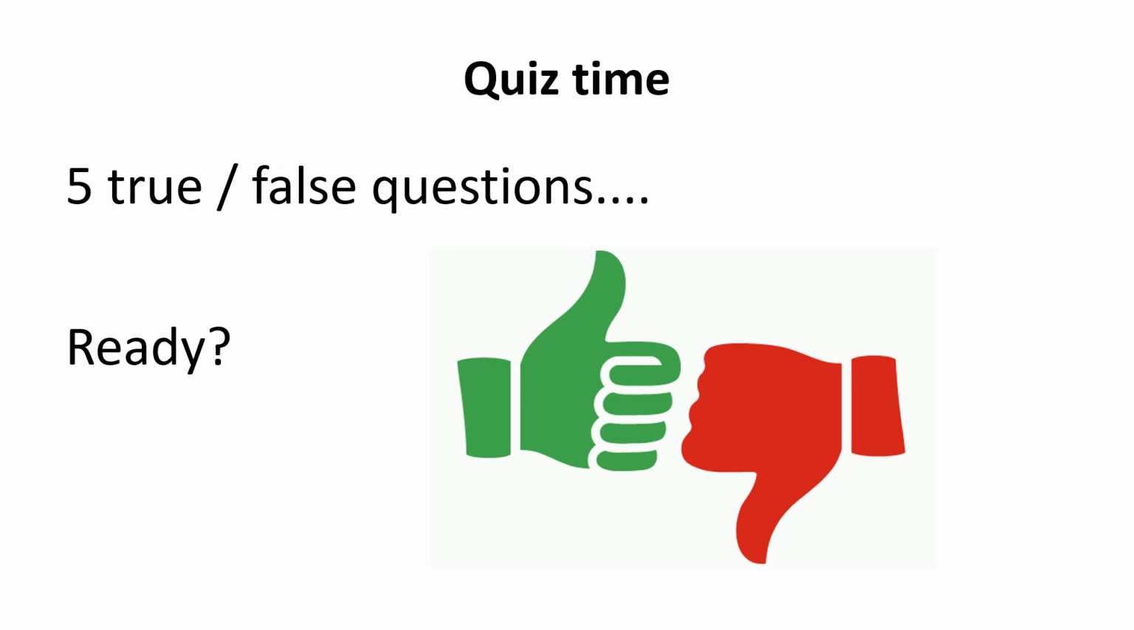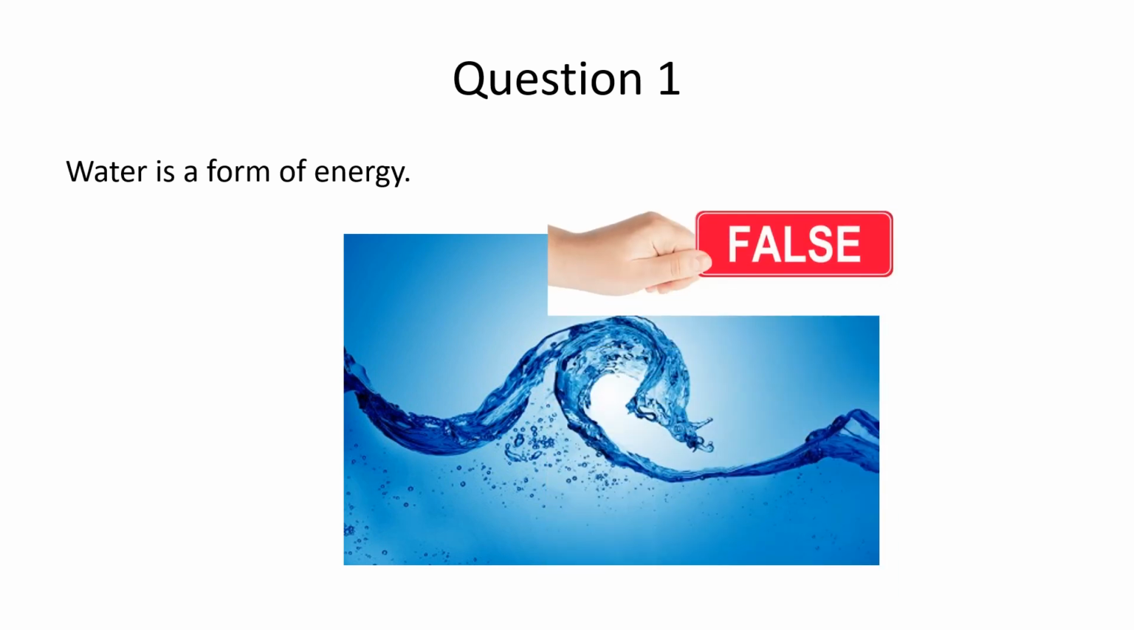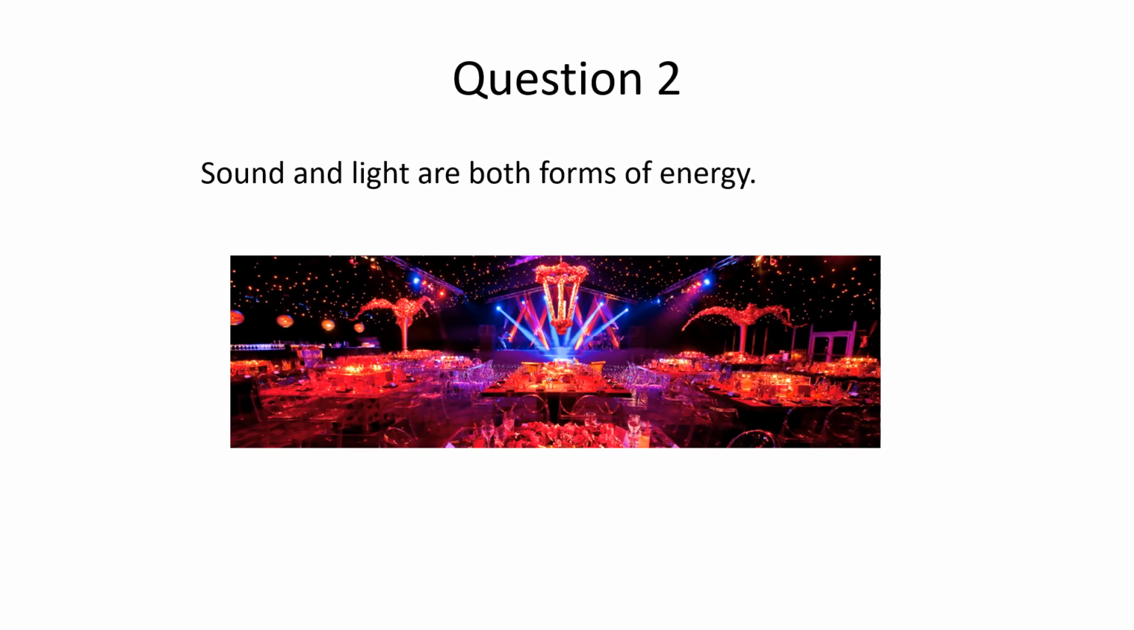So to finish off, I'm going to ask you some true or false questions for you to have a go at. You can answer them in your book if you like. So, first question. Water is a form of energy. True or false? The answer to that one is false. Water is not a form of energy, although it can be the system or object that transforms the energy.